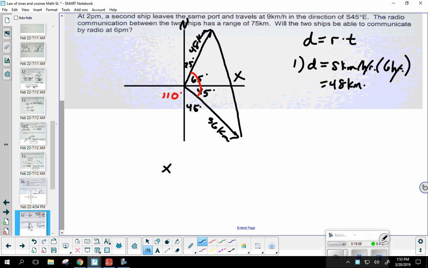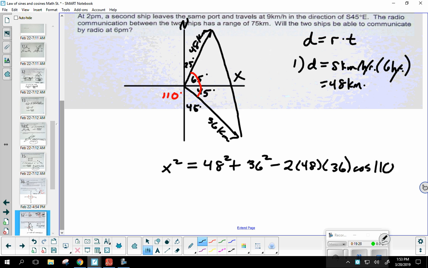Okay, so x squared equals 48 squared plus 36 squared minus 2 times 48 times 36 times the cosine of 110 degrees. Okay. And then, of course, to get the distance, I would only need to take the square root here.